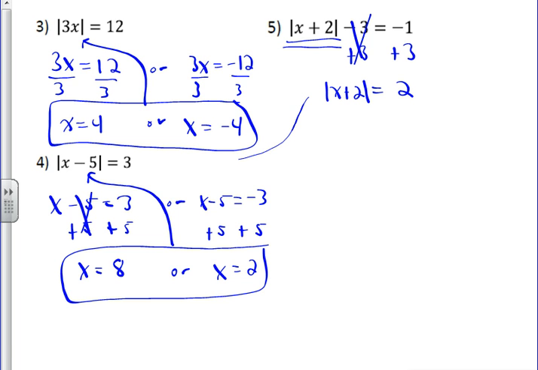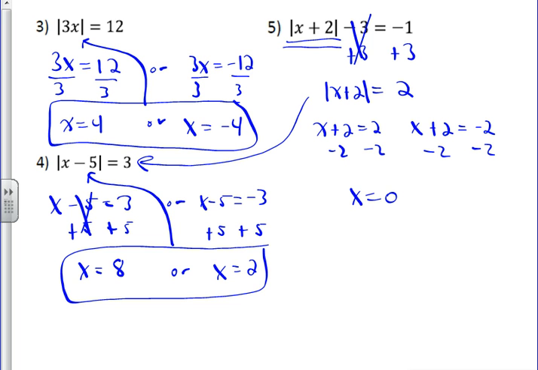And that problem now is just like the one we just did. So write your two equations. x plus 2 equals 2. x plus 2 equals negative 2. Subtract 2 from both sides, and you get x equals 0, or x equals negative 4.